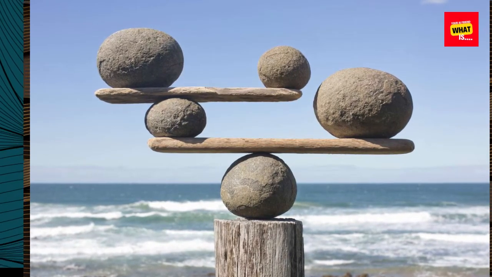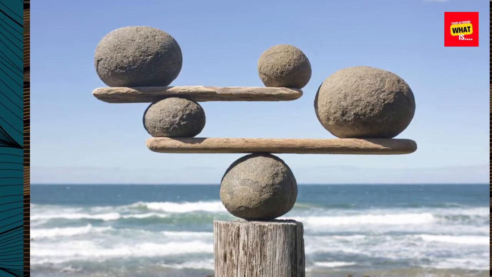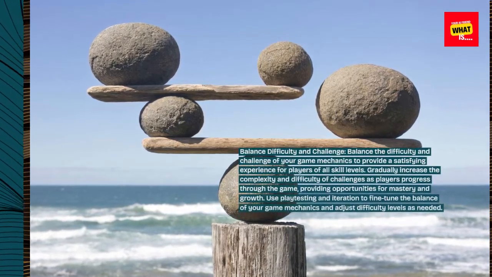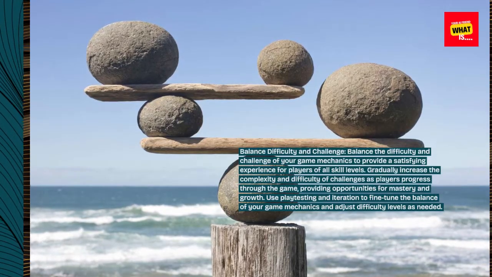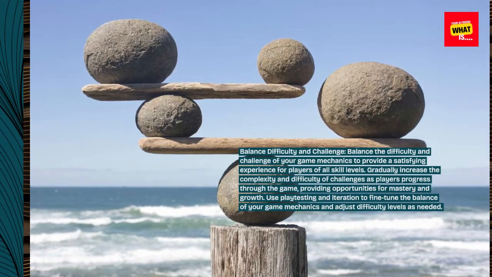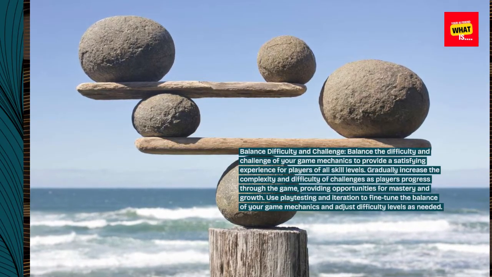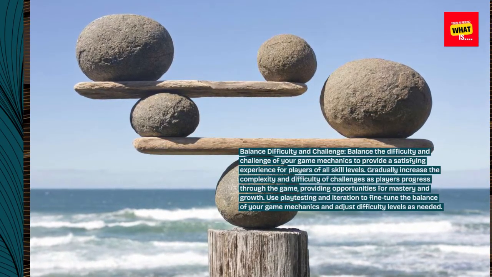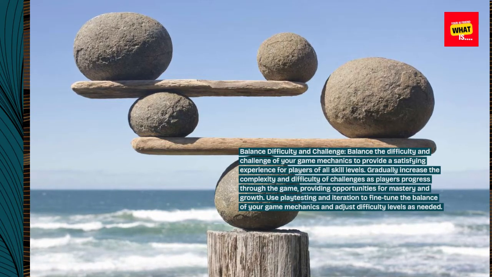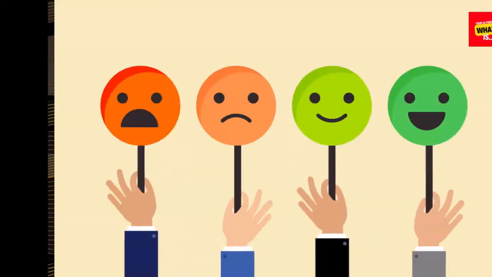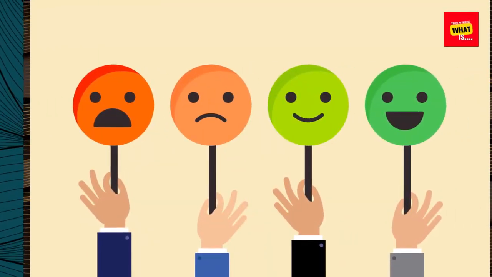Balance difficulty and challenge. Balance the difficulty and challenge of your game mechanics to provide a satisfying experience for players of all skill levels. Gradually increase the complexity and difficulty of challenges as players progress through the game, providing opportunities for mastery and growth. Use playtesting and iteration to fine-tune the balance of your game mechanics and adjust difficulty levels as needed.